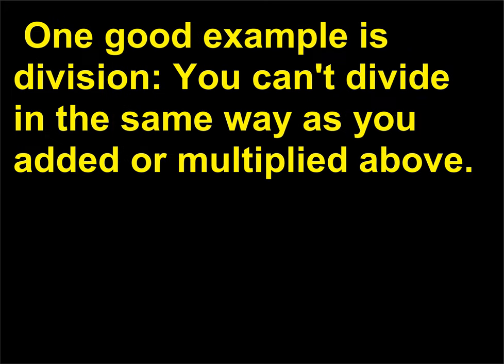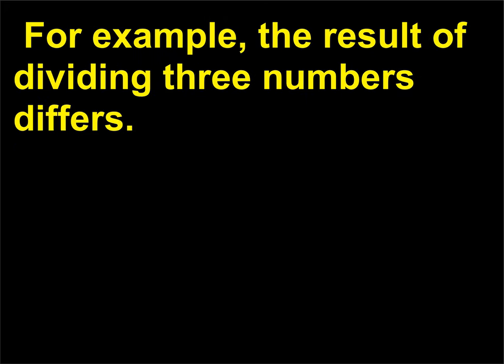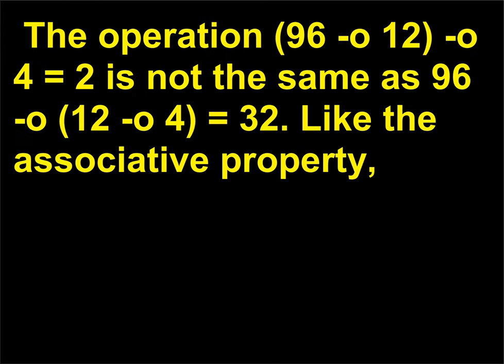One good example is division. You can't divide in the same way as you added or multiplied above. For example, the result of dividing three numbers differs. The operation (96 / 12) / 4 equals 2 is not the same as 96 / (12 / 4) equals 32.